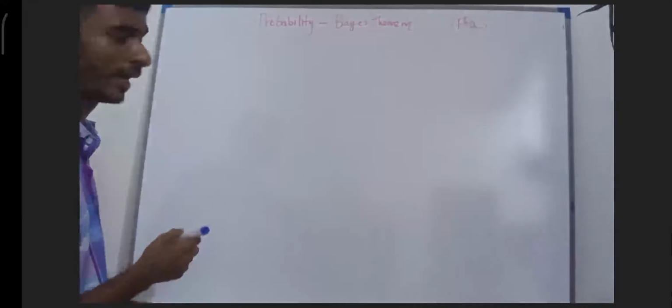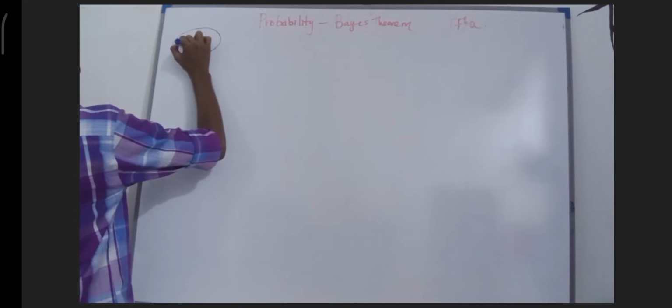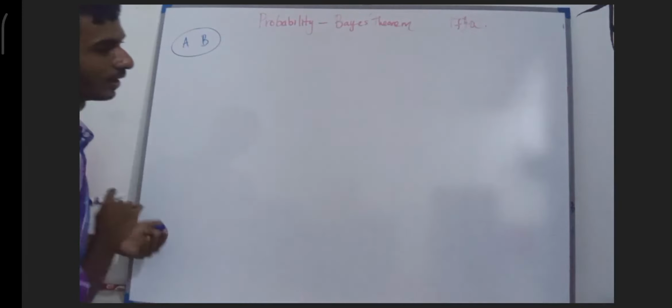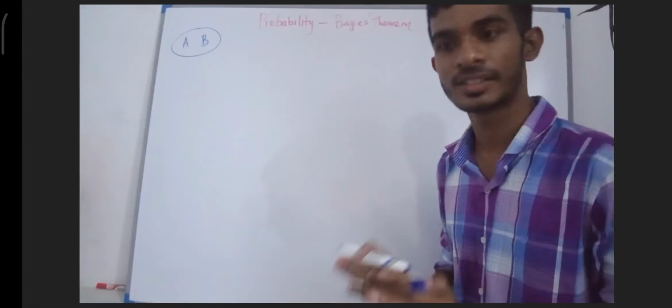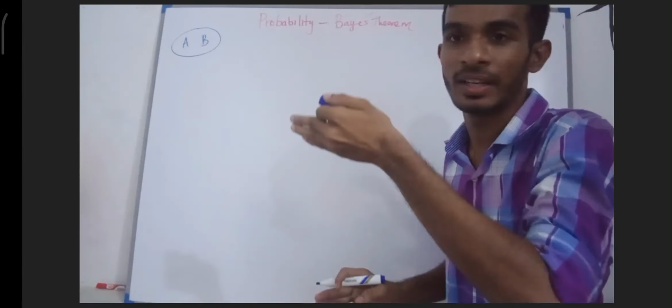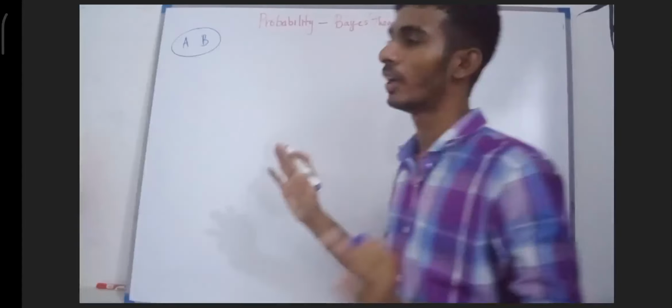Let's assume I'm going to take two events A and B. So I have taken two events A and B. These two events are not occurring simultaneously. Let's assume event A occurs first and then B occurs second. Otherwise, B occurs first and then A occurs.